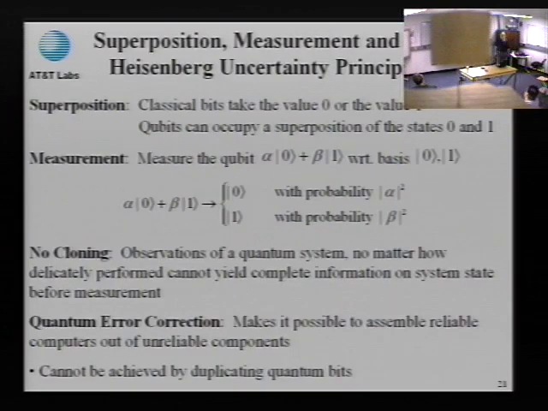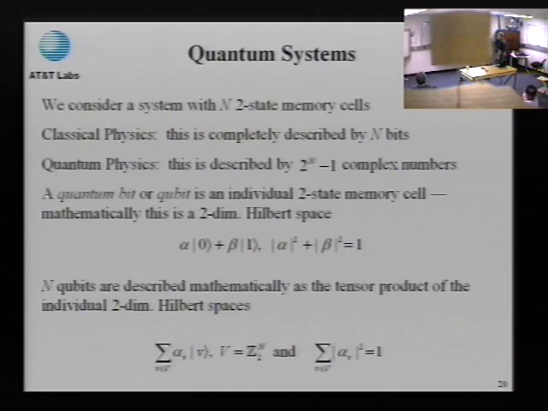When you make a measurement with respect to that basis, you collapse to one or the other with a probability which depends on the coefficients. And so if you have n of these two-state systems, then you're operating in a 2 to the n dimensional Hilbert space. You've got basis states, which are indexed by the binary n-tuples, and you're in some superposition.